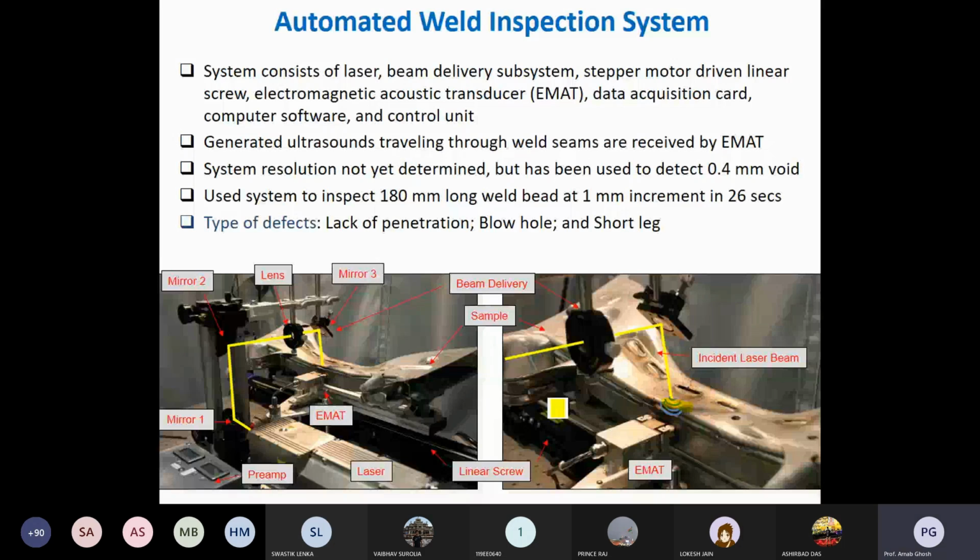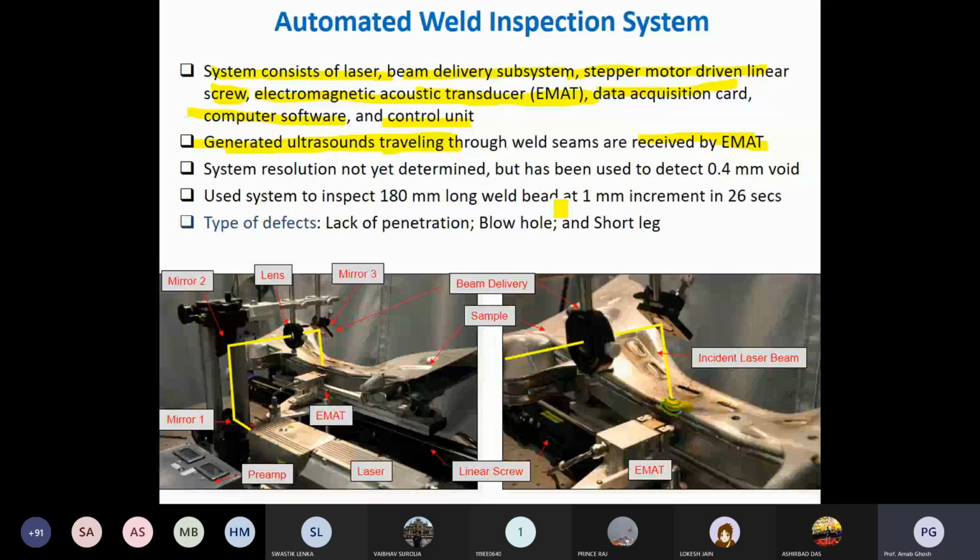In a single word, you can say very calculated movement will be there. Generated ultrasound travels through the weld system and is received by the EMAT. So for ultrasound welding, you are traveling that ultrasound sensor over your system, and when welding is required, it will be done by the system.